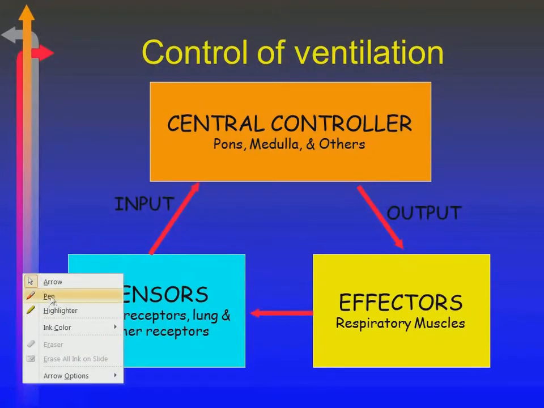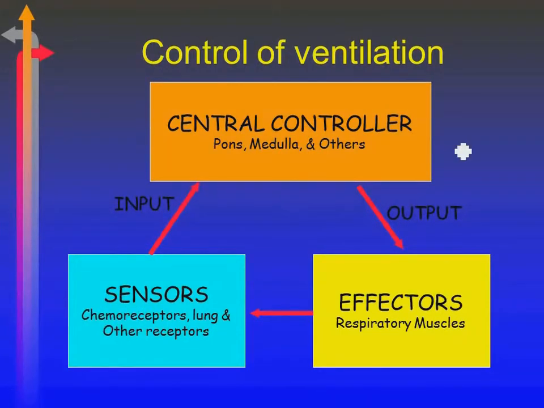All right, the control of ventilation that we have is based upon 3 facets. One is that you've got to have some kind of control circuit or controller that's initiating impulses to go someplace else. We're going to call that the central controller, which we'll find is primarily the pons and the medulla oblongata. They're going to generate some output that travels down to the respiratory muscles, primarily the diaphragm, to begin contracting.